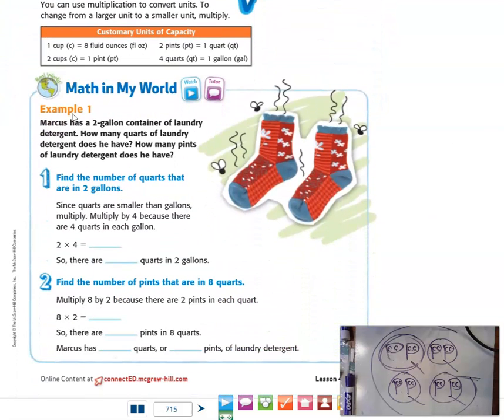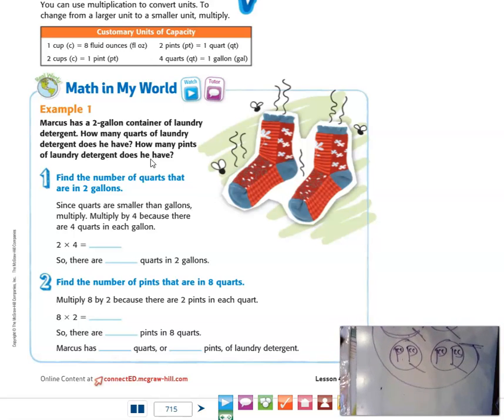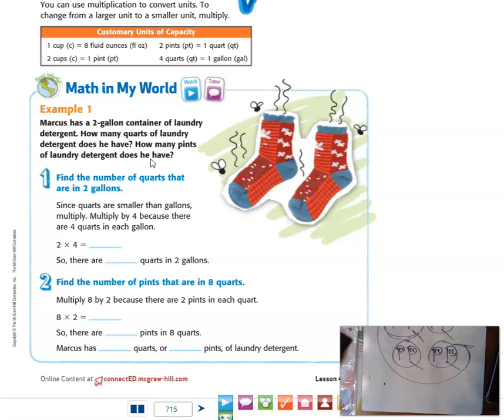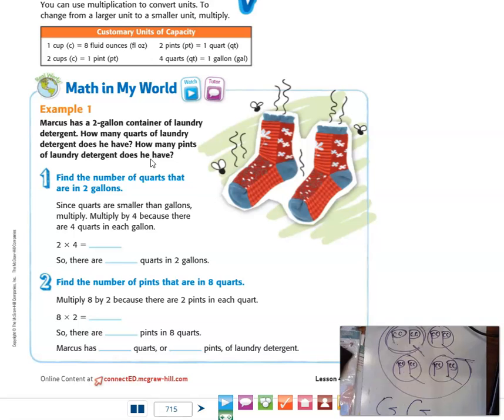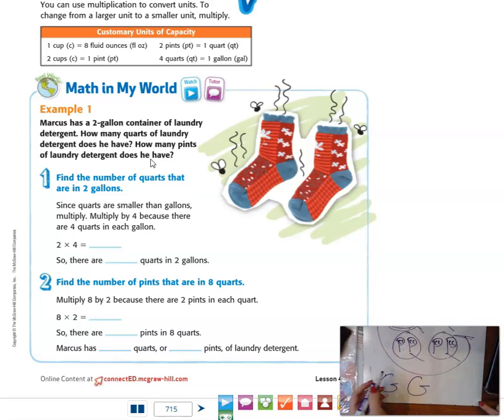So now, example 1. Marcus has a 2-gallon container of laundry detergent. How many quarts of laundry detergent does he have? And how many pints does he have? So I'm going to go to the bottom of this. I know he has a 2-gallon container, and it's asking how many quarts. According to my picture, I have 4 quarts in a gallon. So I'm going to have 4 in each of these.